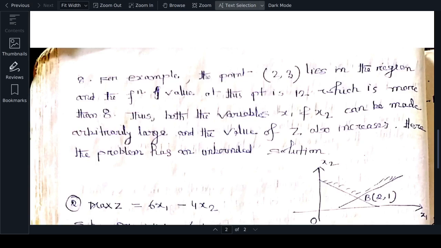If you consider any point in this region, you see there is a boundary in the lower portion, but in the upper side is there any boundary? No, sir. You see this is unbounded. There is no boundary. So again you move to the first page.